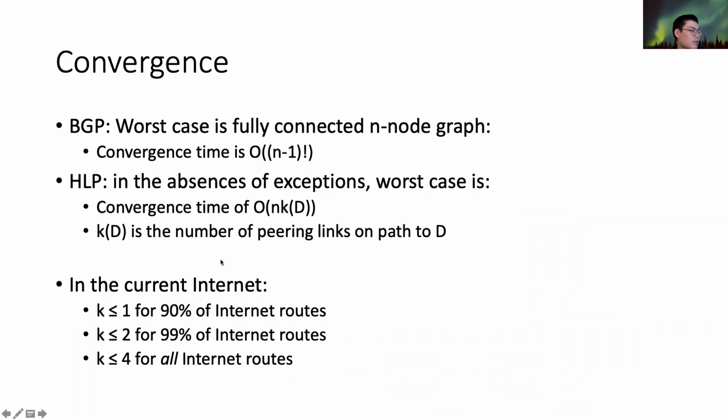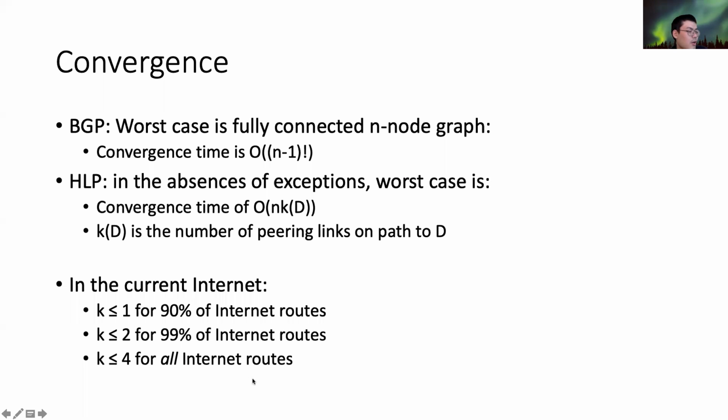Moreover, people find that when you do internet routing, of the peering links that you pass, most have just one peering link. So 90% have one peering link or purely customer-provider links. In that case, the convergence time is just n, how many nodes you have on the path. And 99% is actually less than 2. You may pass through 2 peering links, but that's very rare.